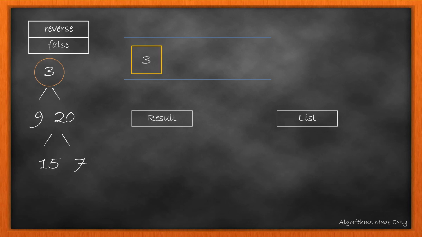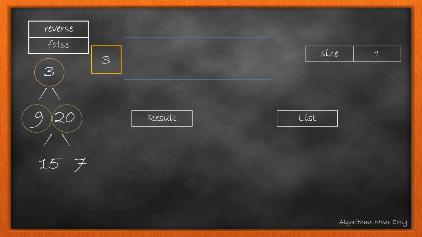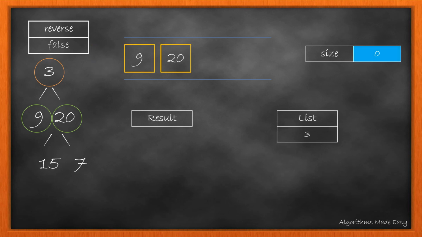Now we will loop till the queue is empty. We'll find the size of the queue. We will remove from the queue till the size is 0, add its left and right child, and add the root value into the temp list. As size becomes 0, we come out of the loop and check if the list needs to be reversed or not. As the reverse flag is false, we simply add the list into the result and flip the flag. This completes our first iteration.